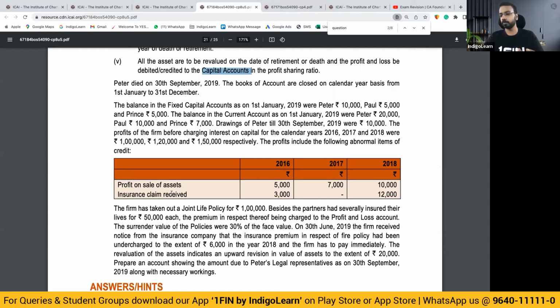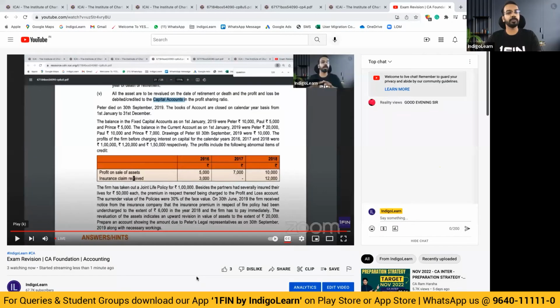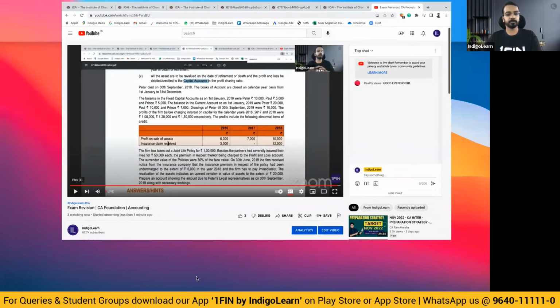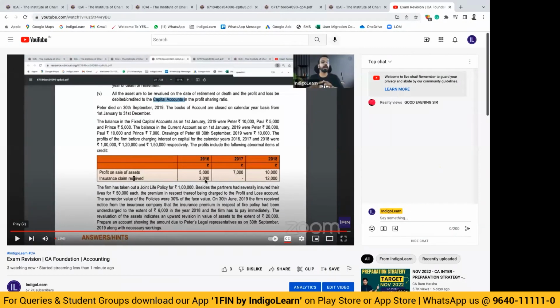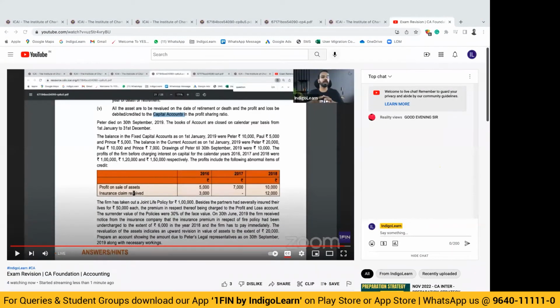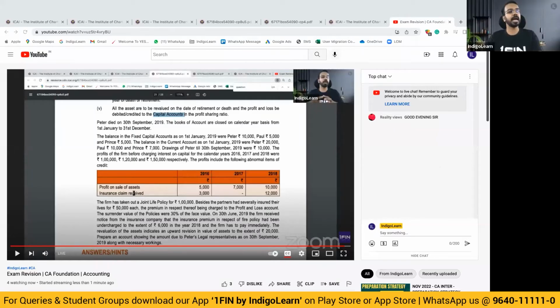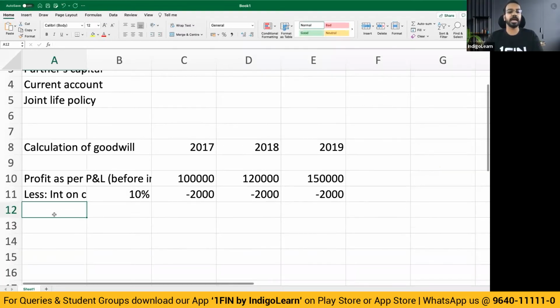Deduct. Why will we deduct it? Because the value of the asset, the money received, has been added to the P&L account, sir. Correct. So because it has been added, now we will reduce it. If it was reduced, we will add it. Okay. So because it was added, now we will reduce.